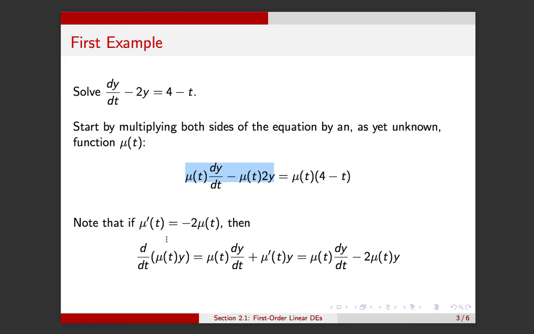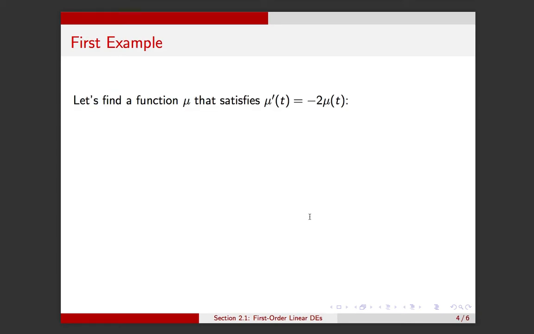So in other words, if you choose mu carefully, then actually this left-hand side of the DE will be the derivative of a product. So we'll use that later, but for now just accept this, right? So just notice the product rule gives us this, if indeed mu is chosen to satisfy this condition here. Okay, so let's find a function mu that satisfies that condition.